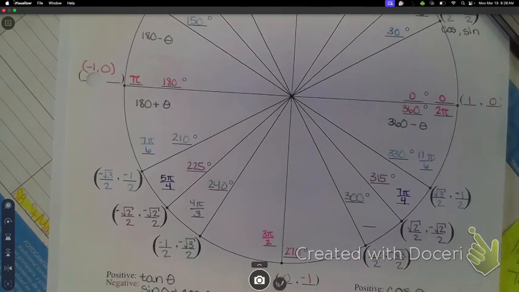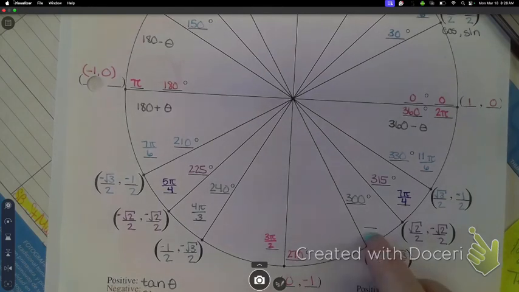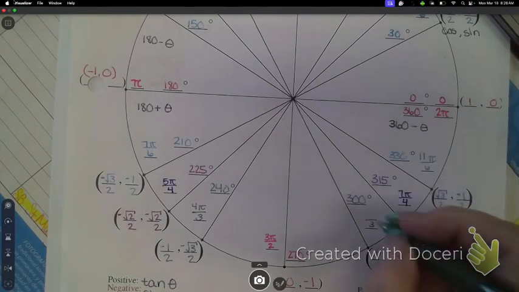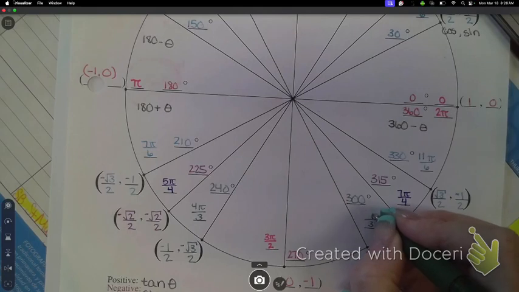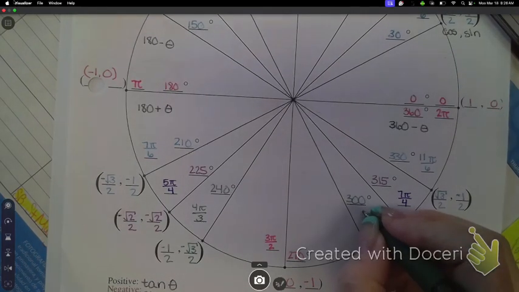Fourth quadrant. Put 300. We got 3 pieces, and we're 1 step from getting to 2 pi. Three times 2 minus 1. Yep, 5 pi over 3.